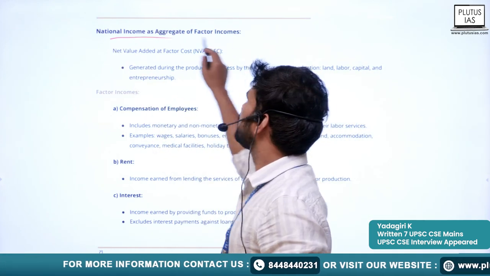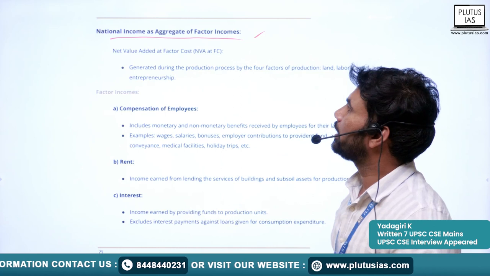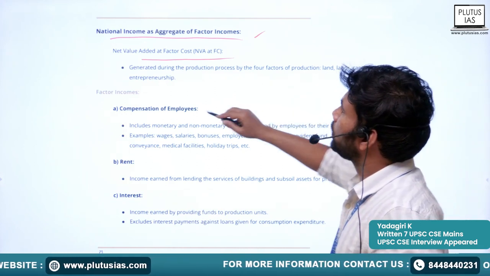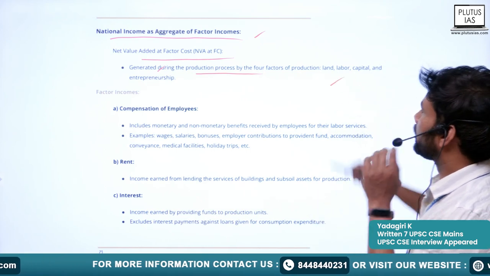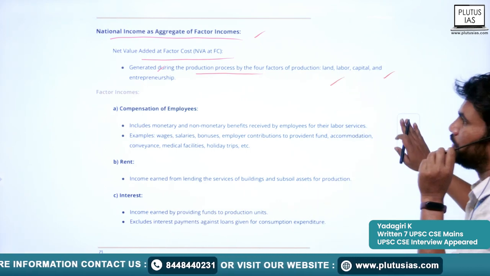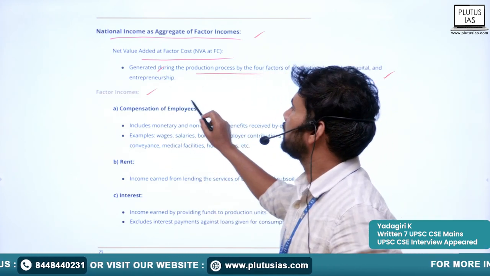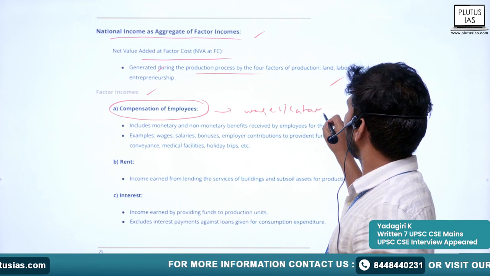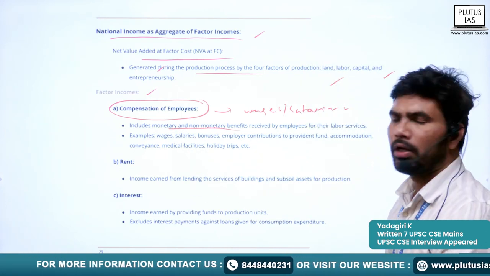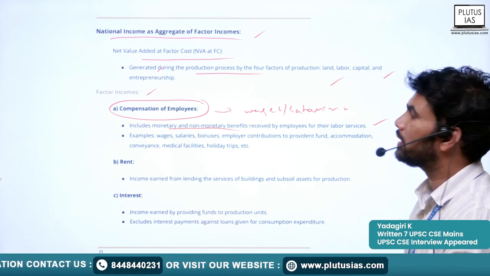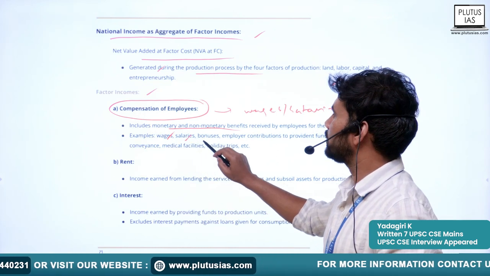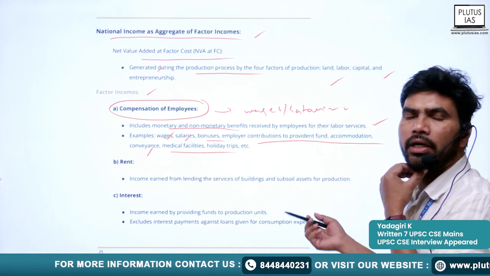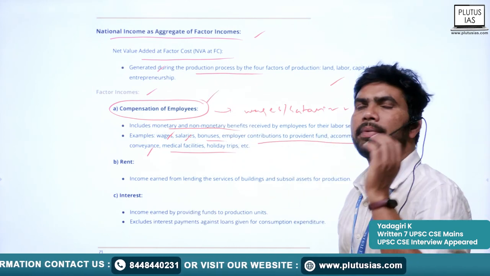Now we will understand national income as an aggregate of factor incomes, or net value added at factor cost. It is generated during the production process by four factors of production: land, labor, capital and entrepreneurship. The first factor income is compensation for employees, known as wages or salaries. It includes the monetary and non-monetary benefits received by the employees for the labor services provided by them. Examples include wages, salaries, bonuses, employer contributions to provident fund, accommodation, conveyance, medical facilities, holiday trips, etc. All these come under compensation for employees.